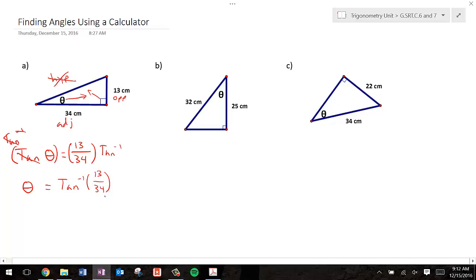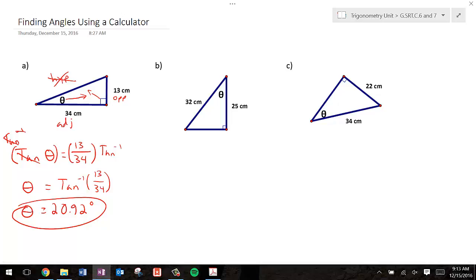Your calculator has a tangent -1 button. You have to hit the blue second key and then the tangent key, and then just punch in your normal fraction, and you should end up with theta equaling 20.92 degrees.